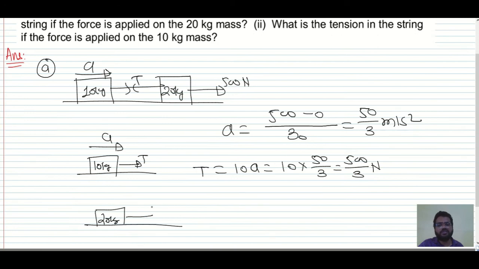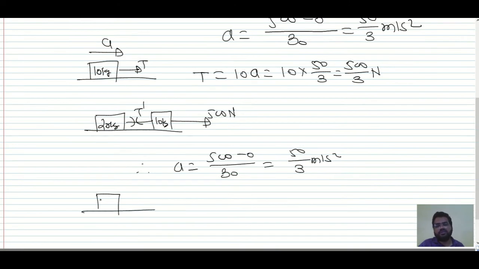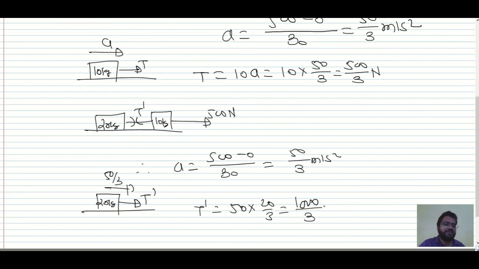So this is for 10 kg, and if the force is applied on 10 kg, now this is 20 kg and this is 10 kg, acceleration will not change but the tension, yes, obviously will change. So over here acceleration will be 500 minus 0 divided by total mass 30, so acceleration is 50 by 3 meter per second squared, but the tension T dash will change. As you can see, this is the 20 kg block, this is tension T dash, and acceleration is 50 by 3. So T dash we have 50 into 20 by 3, which is 1000 divided by 3 Newtons.